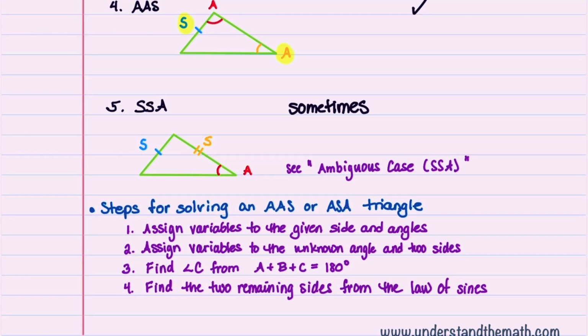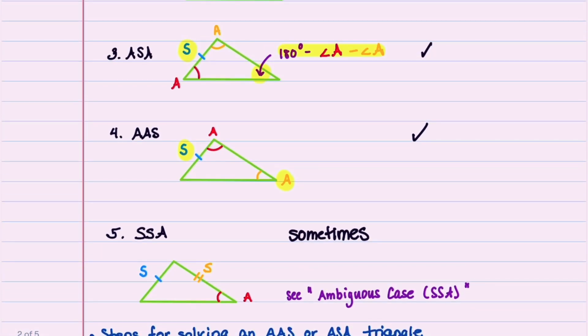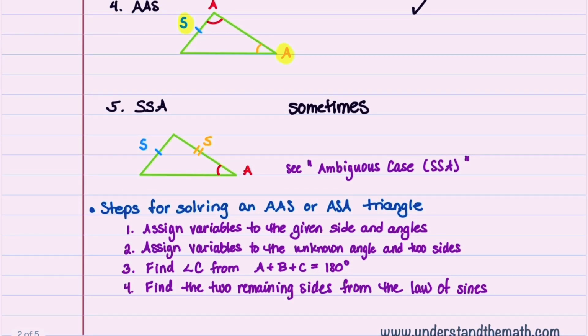Let's now go over 4 steps for using the law of sines to solve an angle-side-angle triangle, like number 3, or an angle-angle-side triangle, like number 4. The first step is to assign variables to the given side and angles. Second step is to assign variables to the unknown angle and 2 sides. The third step is to find the third angle using the formula that angle A plus angle B plus angle C is 180. And then the last step is to find the 2 remaining sides using the law of sines.